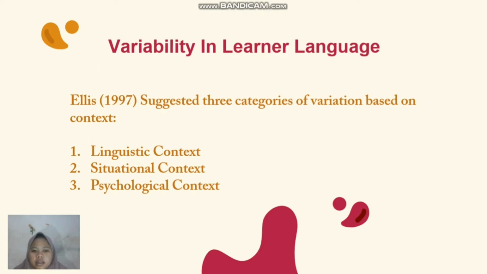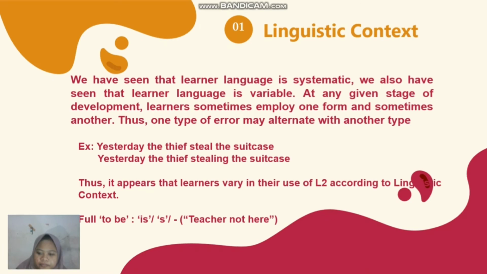Ellis, 1997 suggests three categories of variation based on context. The first is linguistic context, the second is situational context, and the third is psychological context. Jadi kalau menurut Ellis, ada tiga kategori variasi berdasarkan konteks. Yang pertama adalah berdasarkan konteks linguistik, yang kedua berdasarkan konteks situasi, dan yang ketiga berdasarkan konteks psikologik.